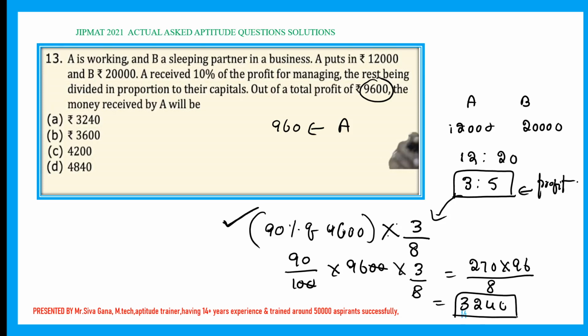Now he is not asking the profit. What is the amount of money received by A? Already received 960 and also profit of how much? 3240. That's total 4200. That's the answer. There is a lot of chance to put this option. You have to add this one also. For managing the things, A received 960. He is not asking the profit received by A. He is asking the money received by A. Take care, my dear viewers.